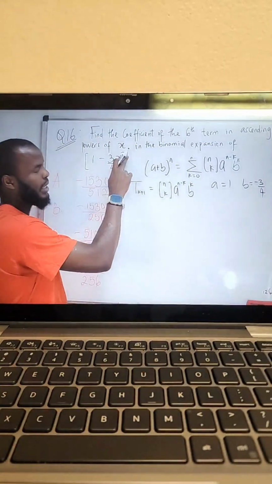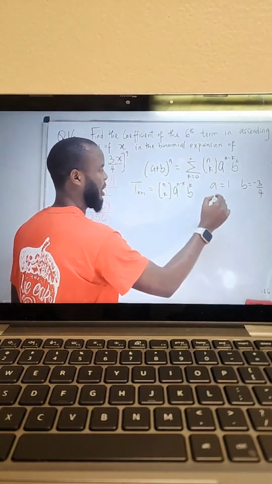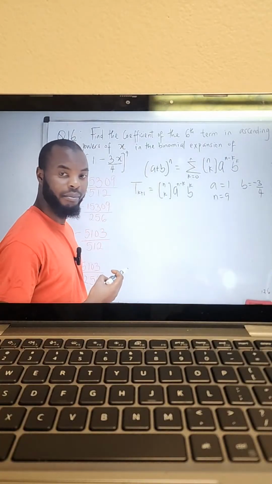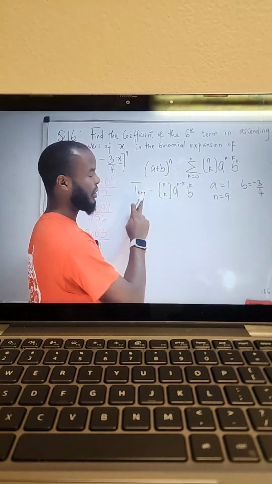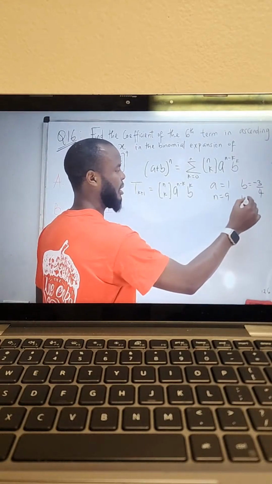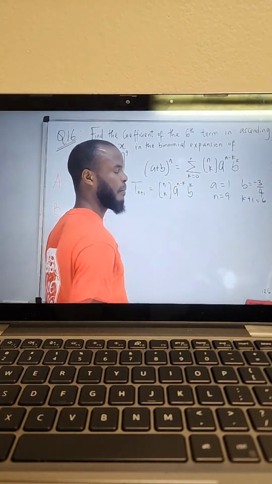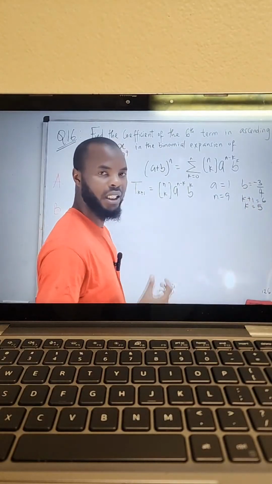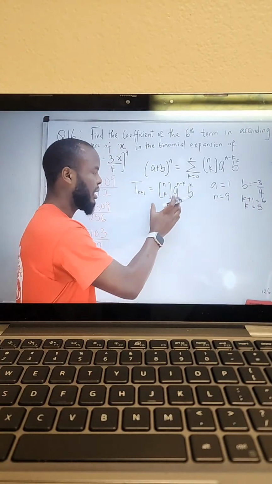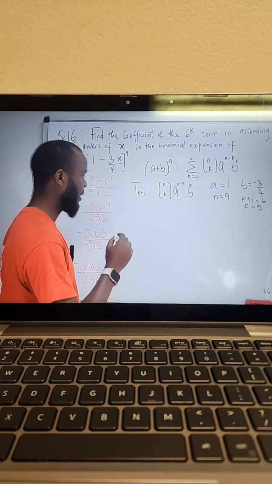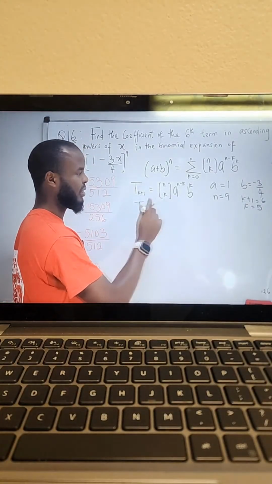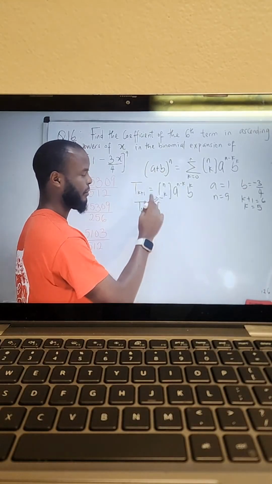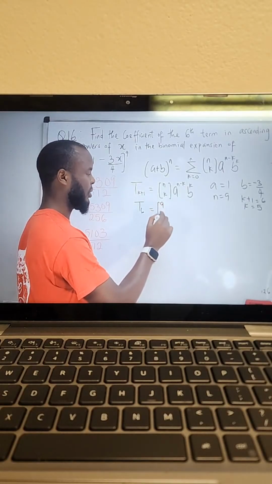And here, n is going to be 9. Don't forget, we are working with the sixth term, so we are interested in T6. That is, k plus 1 equals 6, so equivalently my k is 5. Now let's plug these values into the given equation. Here we have T(k plus 1), which is the same as T6, equal to n choose k, where n is 9, combination k, which is 5.